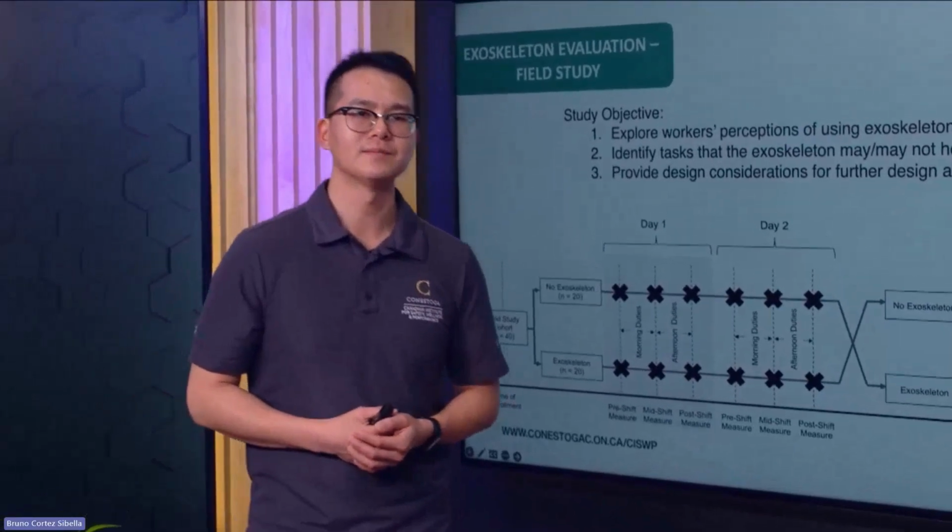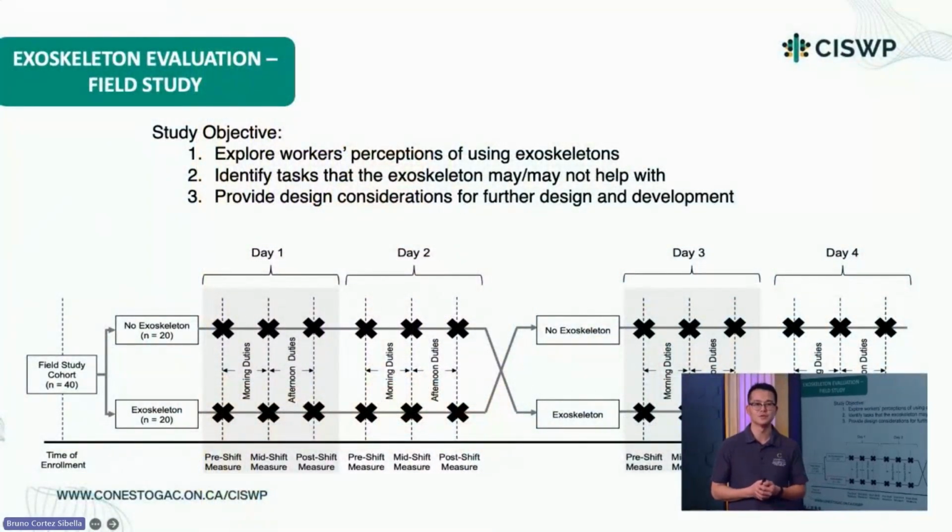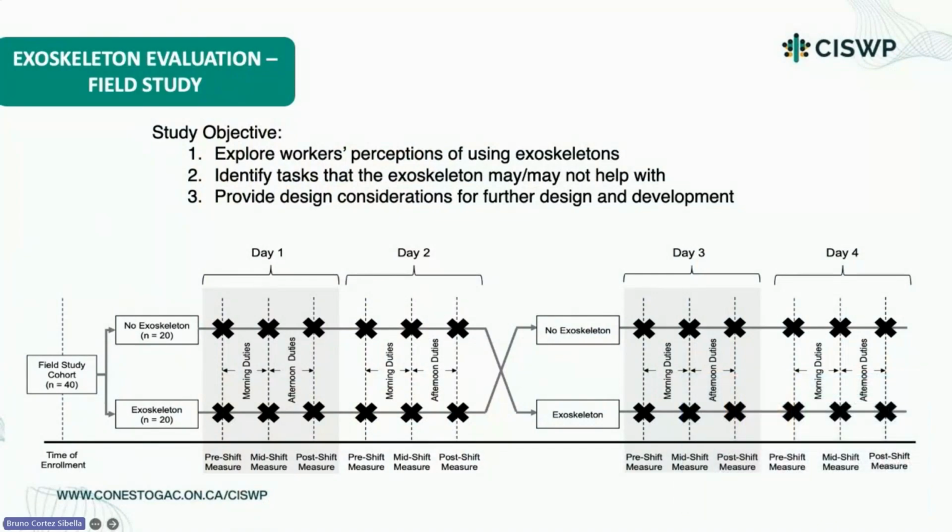Specifically, our study aimed to explore construction workers' perceptions of using a passive shoulder exoskeleton, identify tasks that it may be helpful and unhelpful for, and provide recommendations and considerations for further development of passive shoulder exos for its use in construction sites. For our study, we used a crossover study design, and our participant recruitment efforts targeted trades that commonly performed prolonged and/or repetitive overhead tasks. These included trades like electrical, plumbing, framing, drywalling, mudding, and taping.